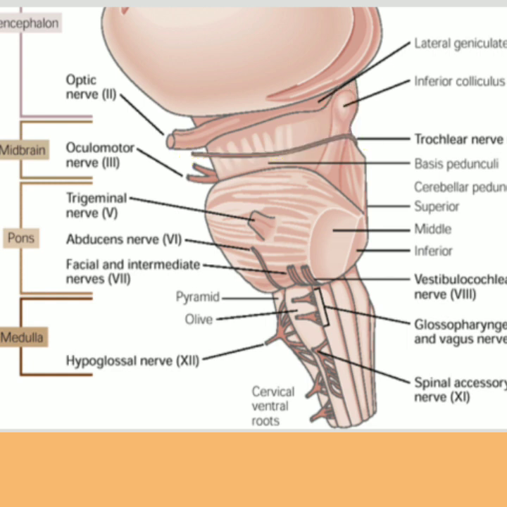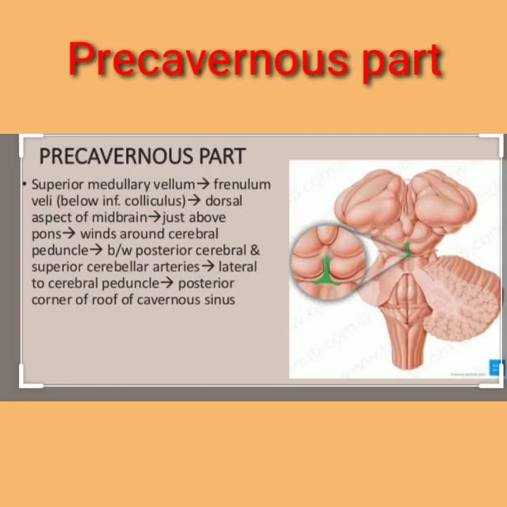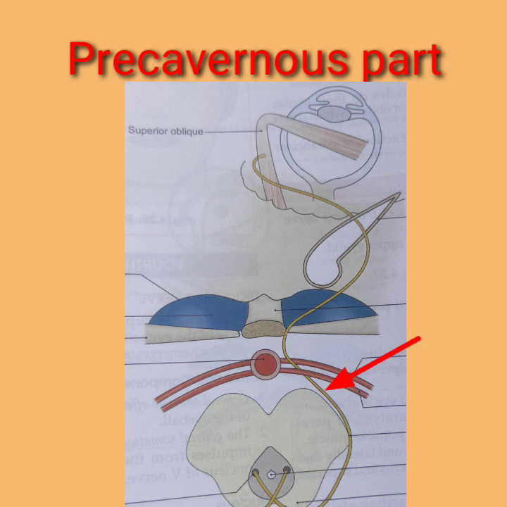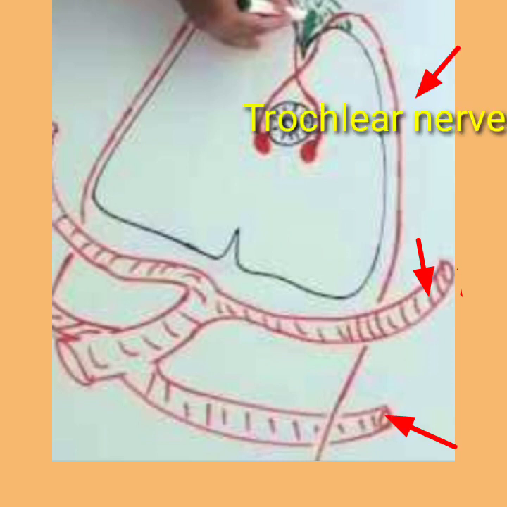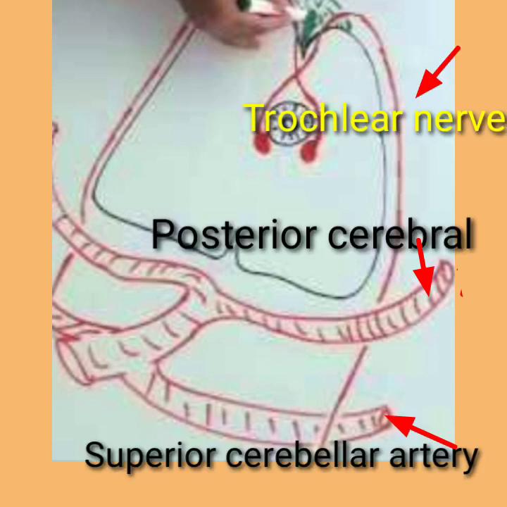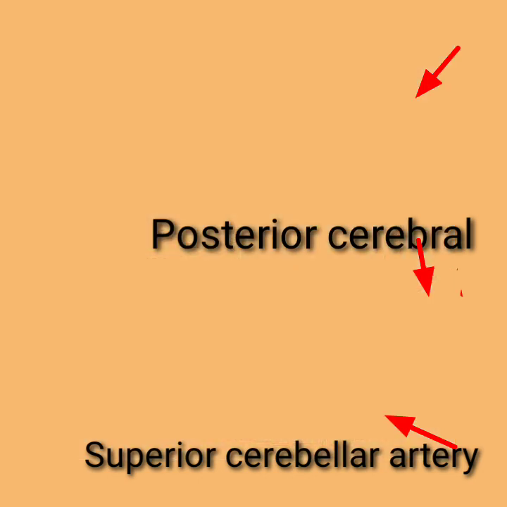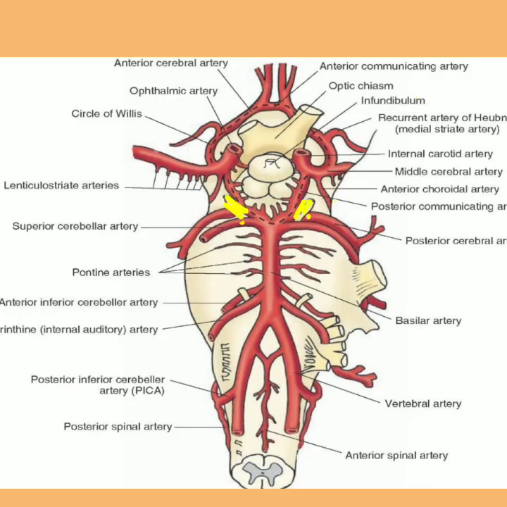Next, coming to the precavernous part. The nerve winds round the superior cerebellar peduncle and the cerebral peduncle just above the pons. The nerve passes between the posterior cerebral and superior cerebellar arteries to appear ventrally between the temporal lobe and upper border of the pons.